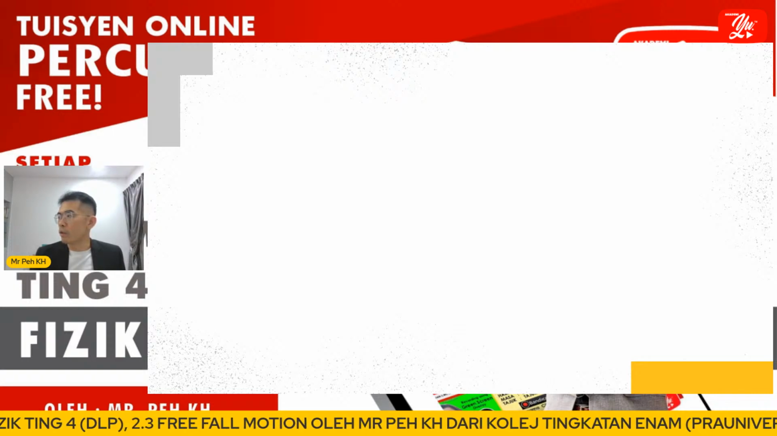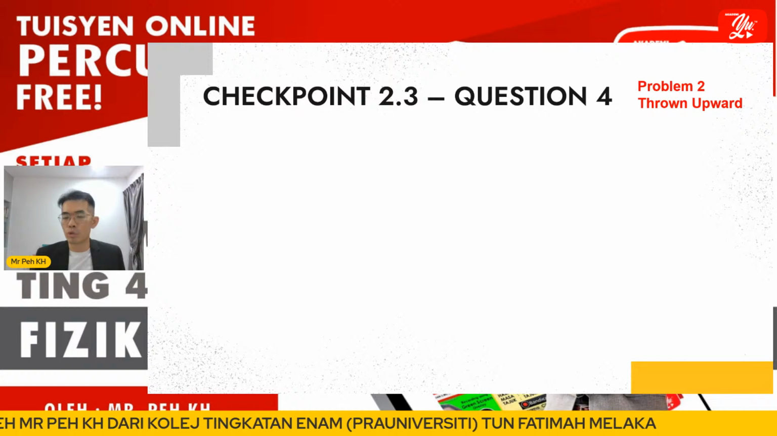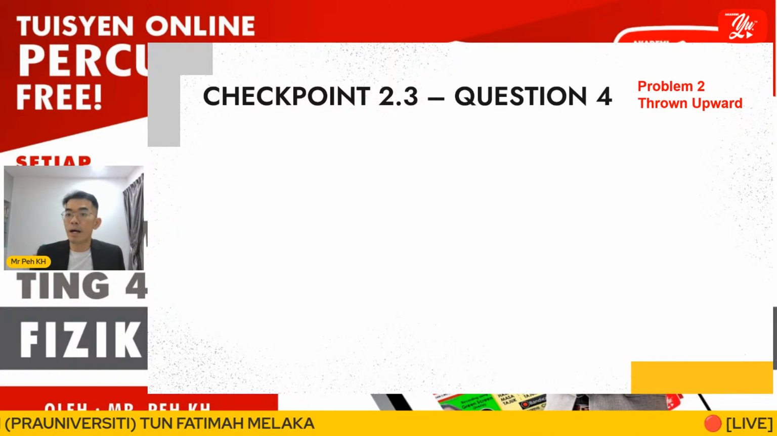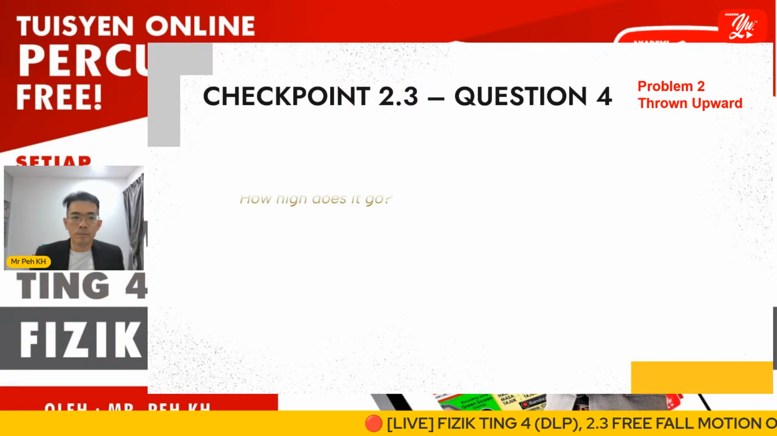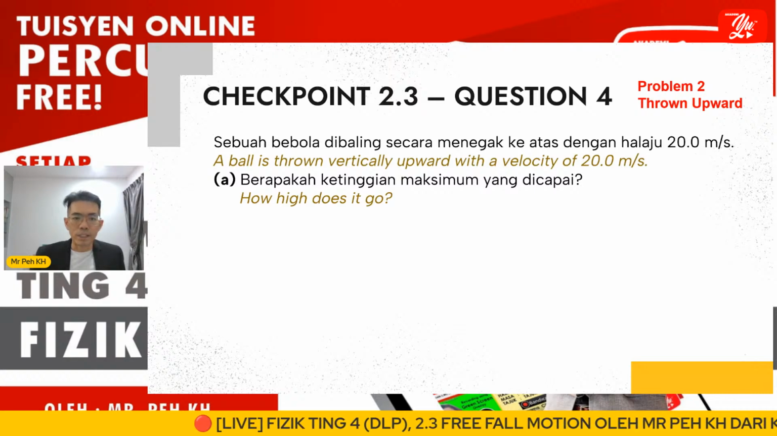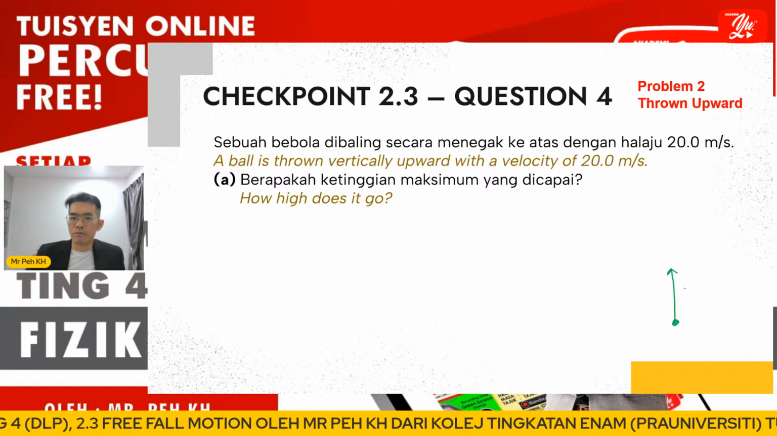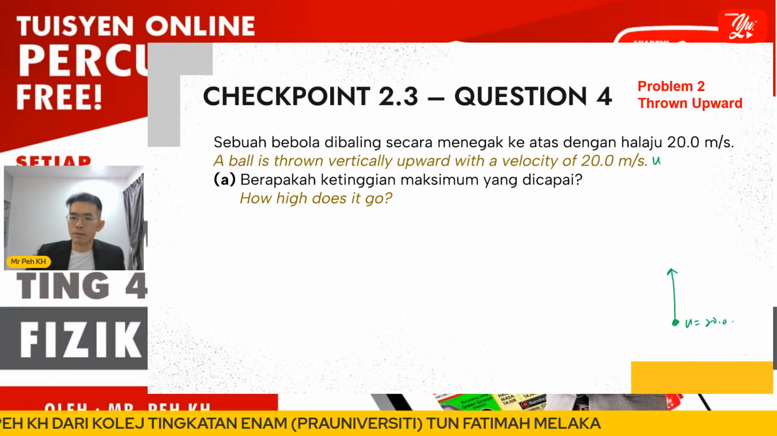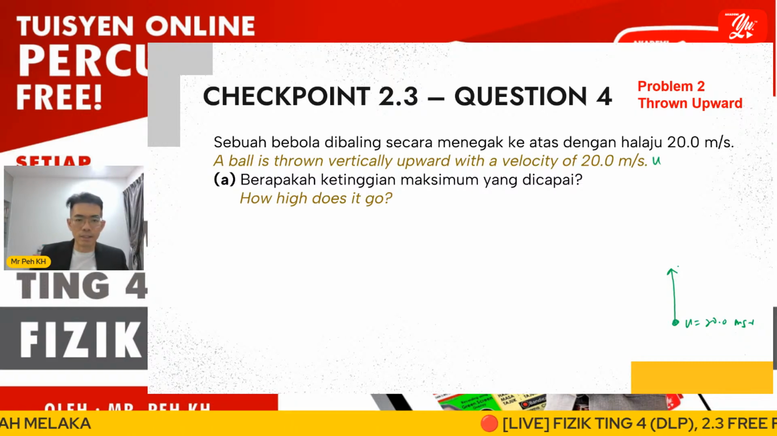Okay, so now we go to our last question of the day, question number 4. The problem here is the object thrown upward. Just now the example was released downward. Here a ball is thrown vertically upward with the velocity u equal to 20.0 meter per second. So how high does it go?